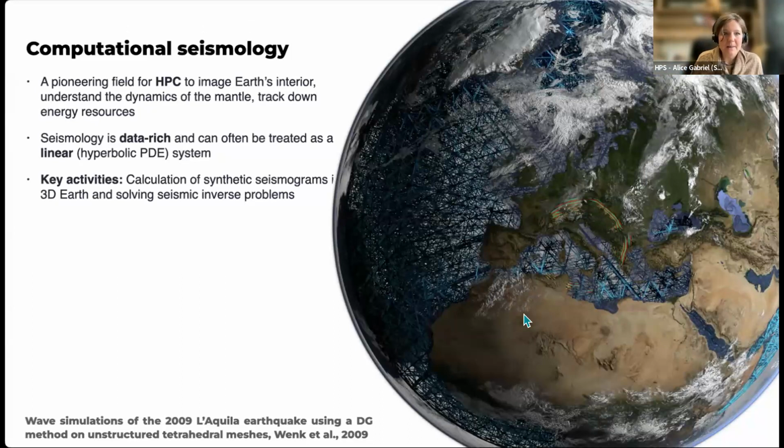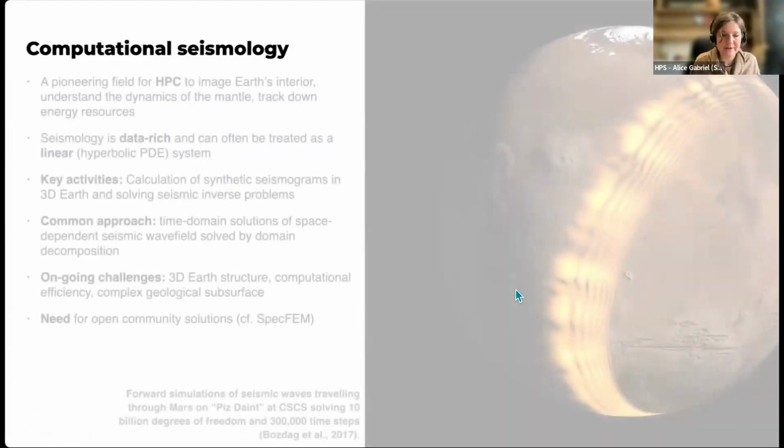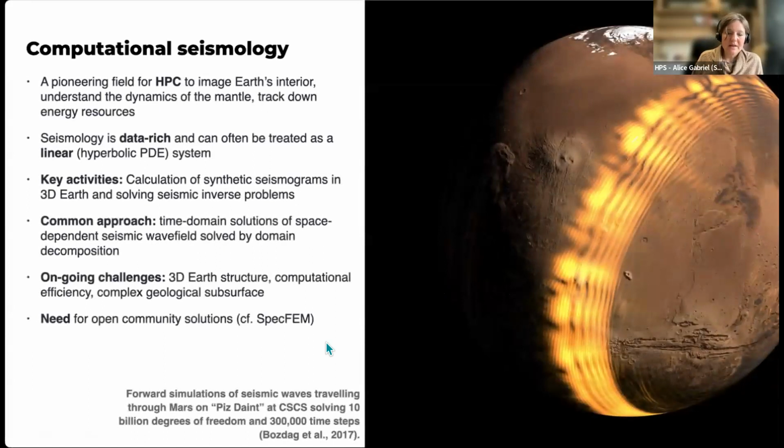How HPC has helped seismology is typically by calculating synthetic seismograms. Doing that in a 3D Earth is not possible analytically. It has also helped by solving seismic inverse problems, for doing tomography, for example. The common approach to do that, and I'm changing the picture to one simulation of seismic waves not traveling in Earth, but traveling through Mars. This is a simulation that Ebru Bozdağ has been performing and published in 2017.